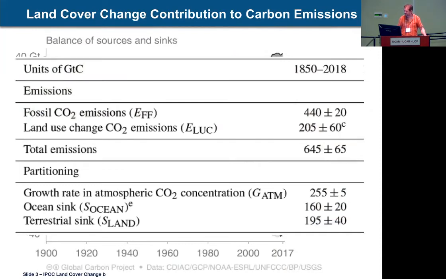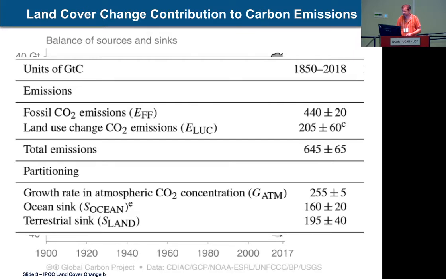Okay, this is the basic breakdown of the emissions at 2018 from the Global Carbon Project. A third of all those emissions that went into the atmosphere from human activities are land use. We have fossil fuel CO2 emissions of about 440 petagrams of carbon, or gigatons of carbon, and then land use is about half of that amount. What's also really interesting is that this terrestrial sink is around 195 petagrams of carbon, so it almost offsets our land use.